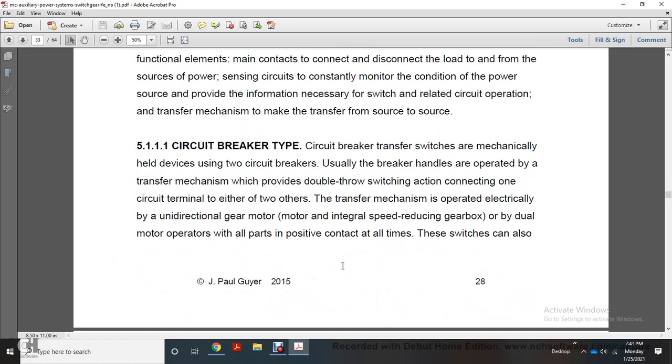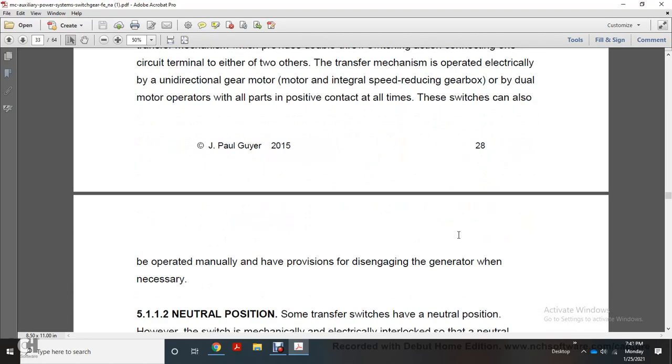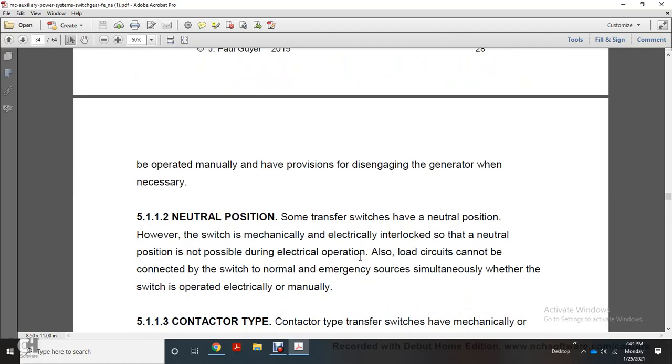Circuit breaker type. Circuit breaker transfer switches are mechanically held devices using two circuit breakers, usually with the breaker handles operated by the transfer mechanism, which provides a double throw switching action connecting one circuit terminal to either of the others. The transfer mechanism is operated electrically by a unidirectional gear motor with an integral speed reducing gearbox, which operates all parts and provides positive contact at all times. These switches can also be operated manually and have provisions for disengaging the generator when necessary.